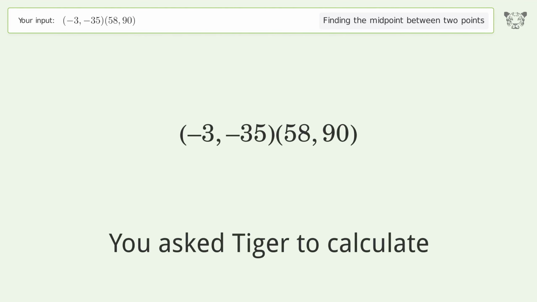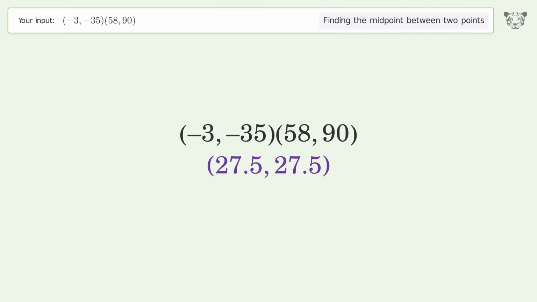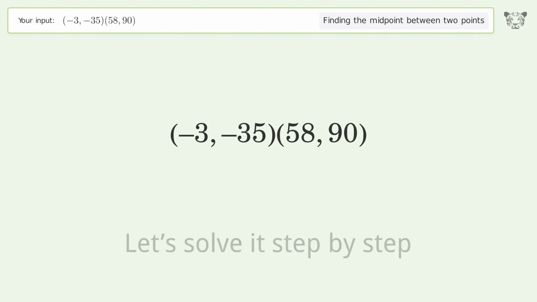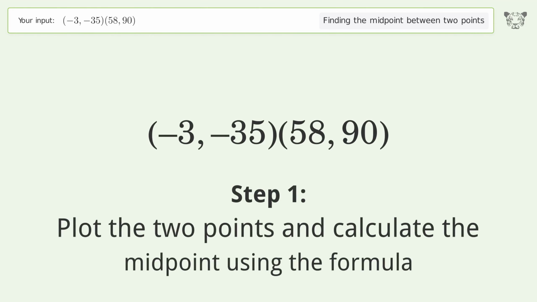You ask Tiger to calculate. This deals with finding the midpoint between 2 points. The midpoint between the 2 points is 27.5, 27.5. Let's solve it step by step. Plot the 2 points and calculate the midpoint using the formula.